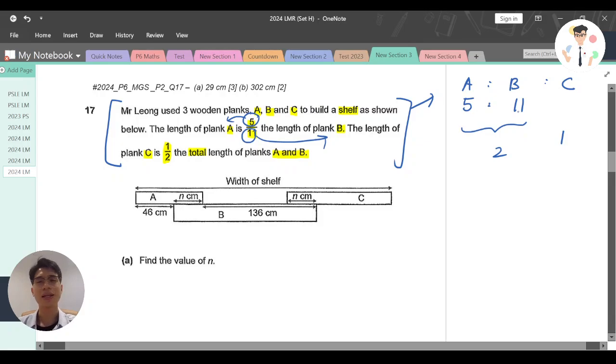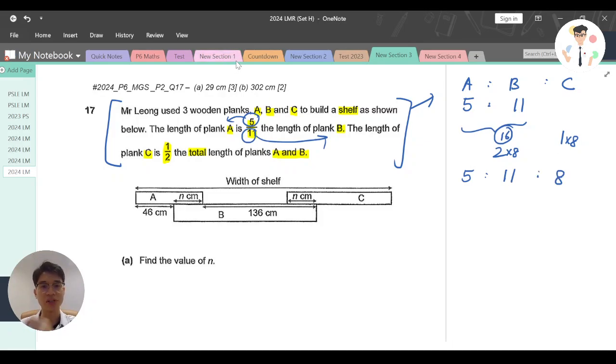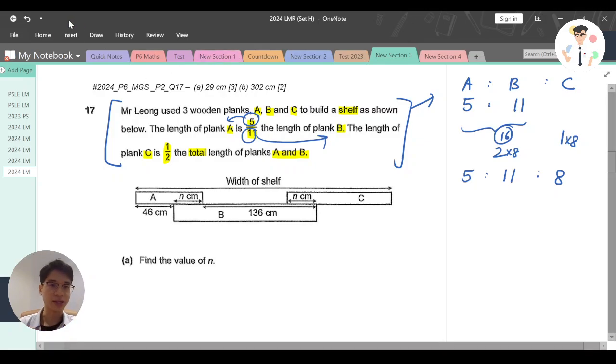But 5 plus 11 is what? 5 plus 11 is actually 16. But here is 2. Eh? These two are supposed to be the same, but they're not the same. So you're supposed to make it the same by looking for our C. So 2, I'm supposed to times 8. So I now know that it's supposed to be 5, 11, 8. That would be the real ratios that we have for A, B, and C.